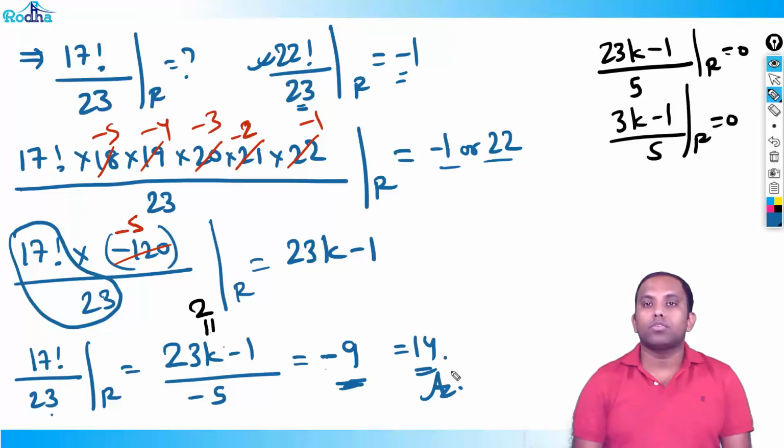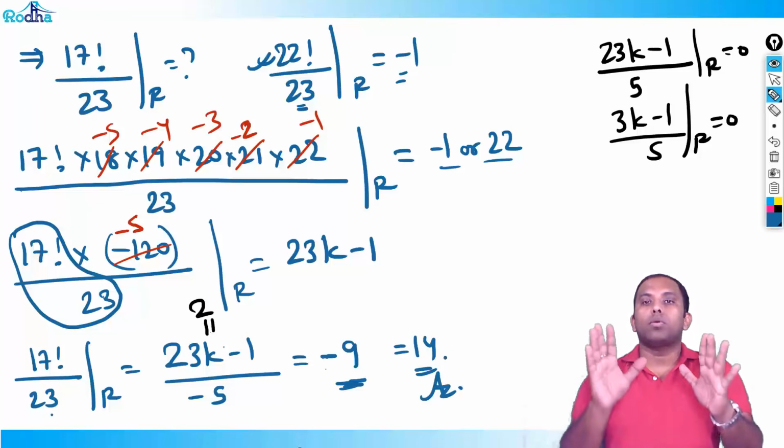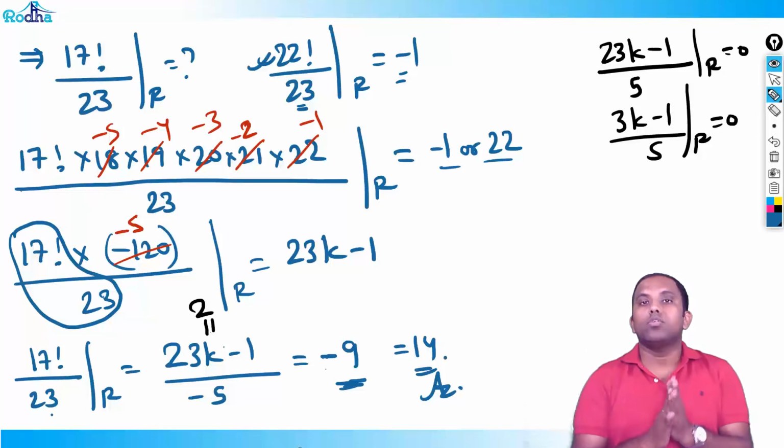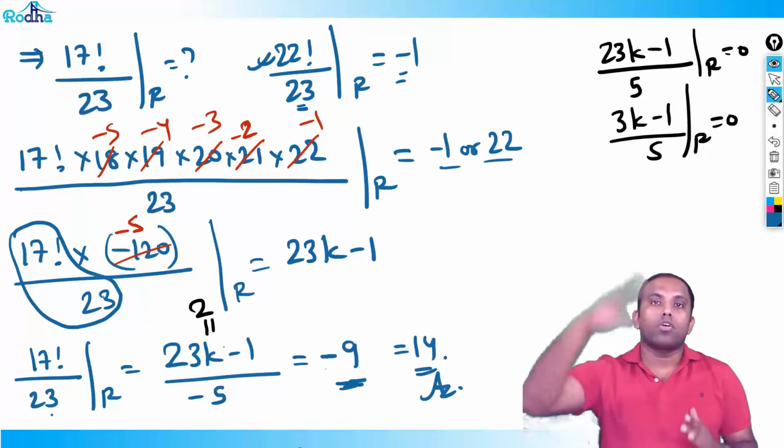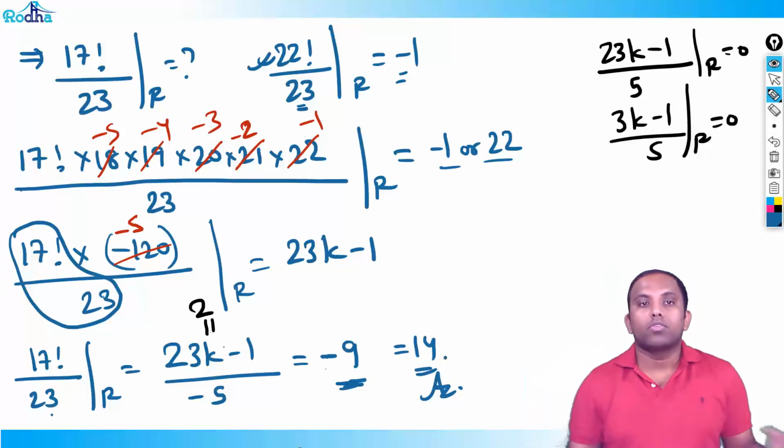That's what we got in the last video also. Just to give you more clarity about this concept, it's a tough concept. We are discussing very advanced level concepts of remainders here. So 14 is the answer.